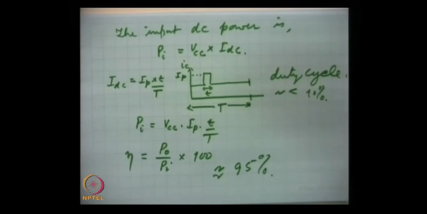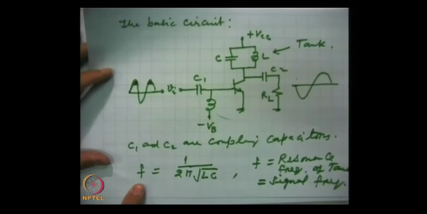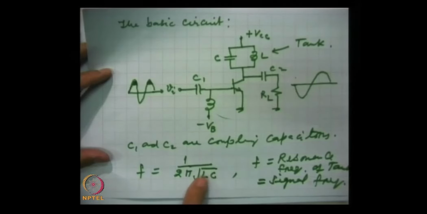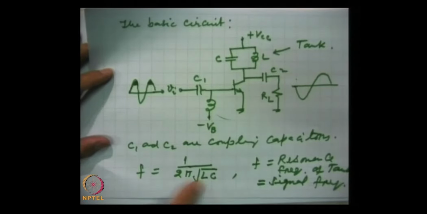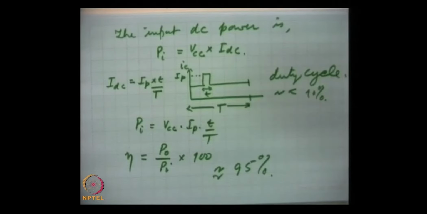So, they are in kilohertz and megahertz or still higher frequencies. The higher the frequency, the smaller the value of capacitor and inductance required. Here I wrote the expression for the resonance frequency: f is 1 by 2 pi root LC. So, at very high frequencies, very small values of capacitance and inductance will be required in the circuit. So, very high Q tank circuits are possible with such small values.